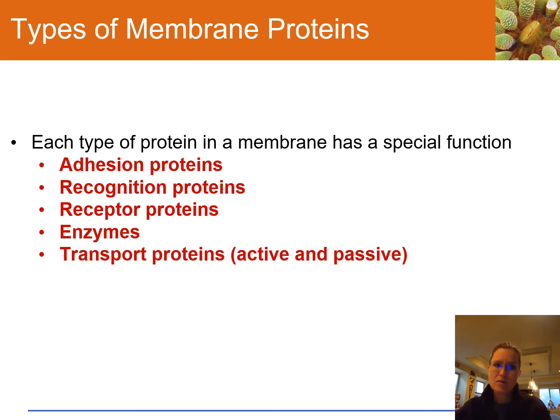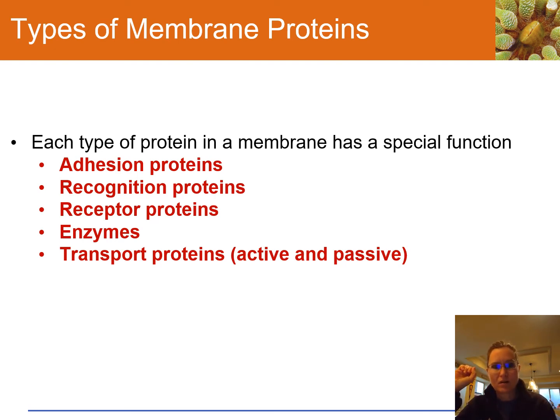So adhesion proteins are the ones that help them stick to each other. So our skin cells aren't bonded together, but they do adhere to each other. And so there are proteins on the outside. I sort of think of them like Velcro. And so they get next to each other and then they help the things stick together. Recognition proteins are ones that say, I'm a red blood cell, or I'm a white blood cell, or I belong here, or I'm a bacteria cell, I don't belong here.